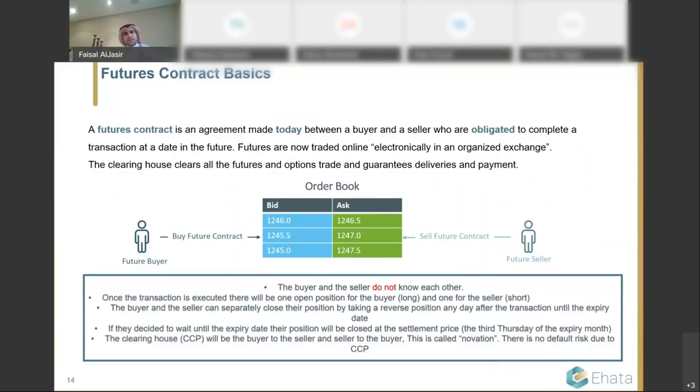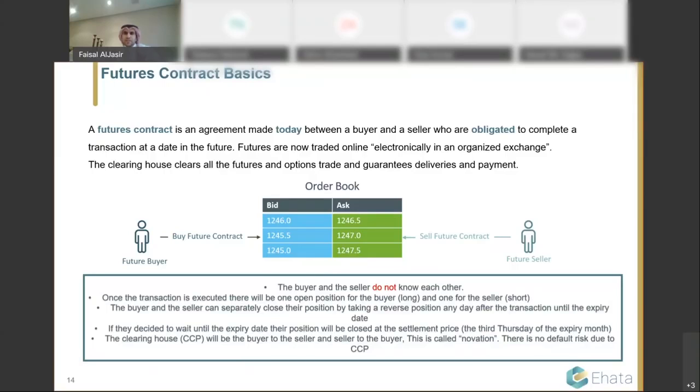When we look at a future contract, again, it is an agreement made today between a buyer and a seller who is obligated to complete a transaction at a date in the future. Futures are currently also traded electronically in an organized exchange, and you would be expecting something like you can see in this slide, this order book, and it's not different from the order books that you normally see in the stock market. So there is the bid and there is the ask, and you see the price there in order.